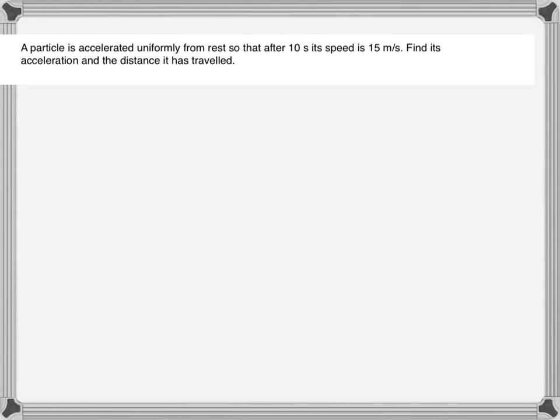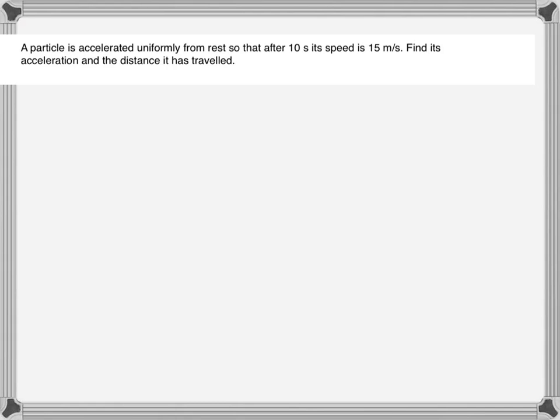Okay, so this problem states that a particle is accelerated uniformly from rest so that after 10 seconds its speed is 15 meters per second. Speed is velocity. When it's without direction, it's called speed, so it's the same thing. Find its acceleration and the distance it has traveled.